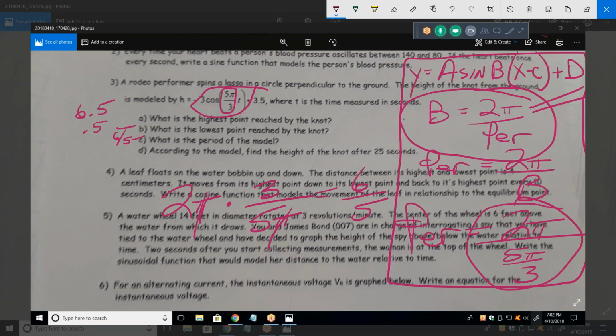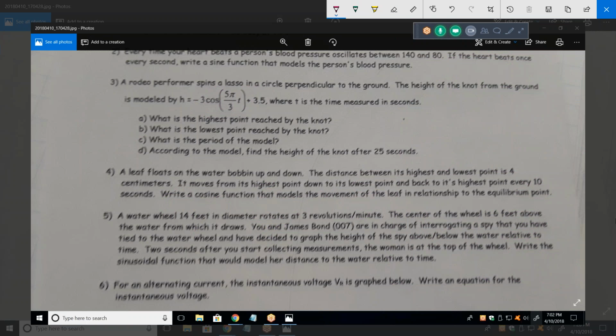Okay. That's the main difference between polynomial transformations and sinusoidal transformations. All right, so according to the model, find the height of the knot after 25 seconds. What am I going to do here? Put 25 in for t.